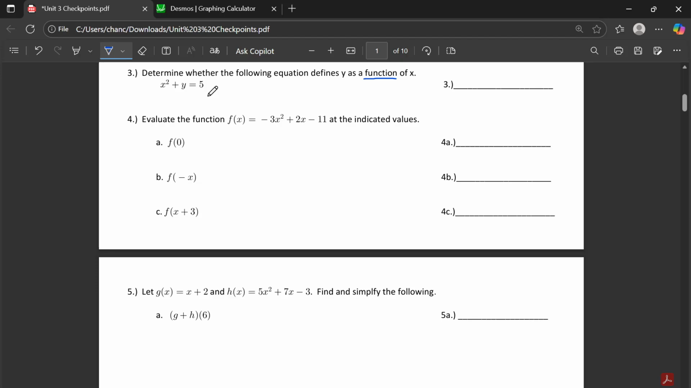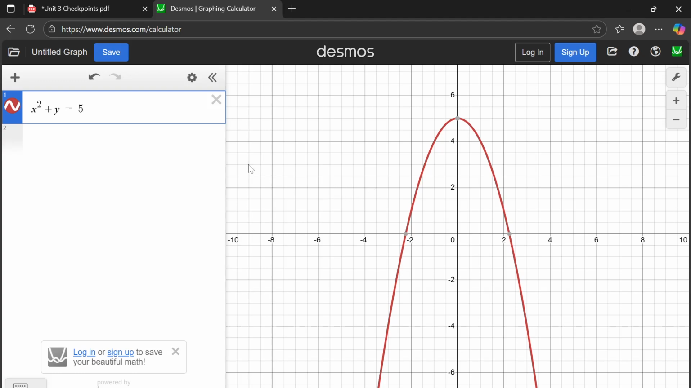But really, the shortcut here is I just need to make sure that y doesn't have an exponent. Thankfully, y does not have an exponent here, since it's not like y squared. Then I know that this will pass the vertical line test. In fact, I have decided to go ahead and graph it here. If I graph x squared plus y equals 5, it makes this downward facing parabola. No matter where you draw a vertical line, it only passes through once.